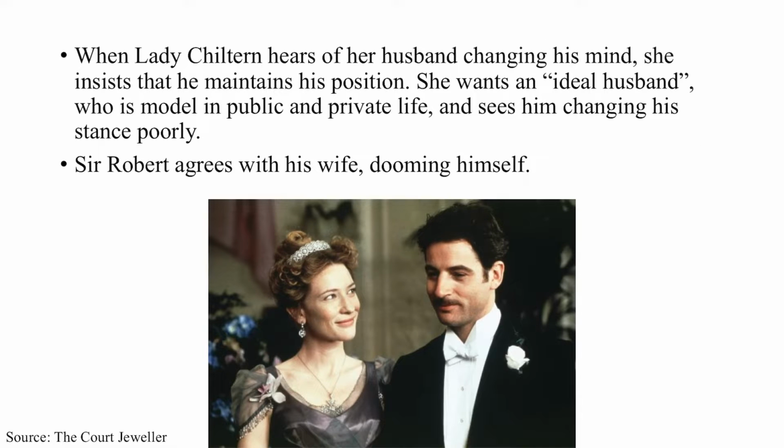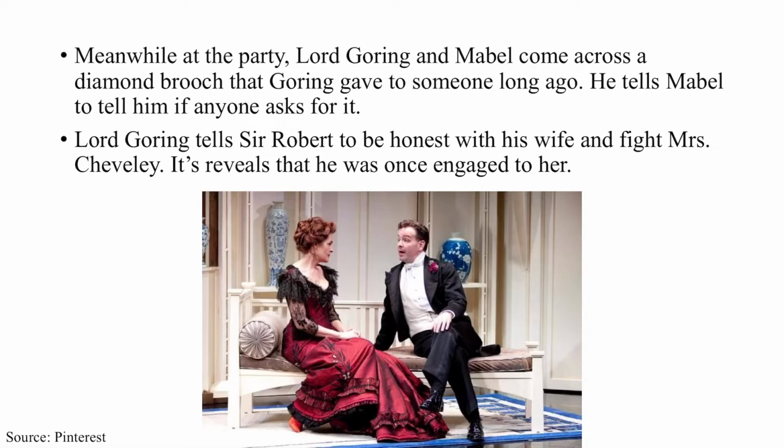When Lady Chiltern hears of her husband changing his mind, she insists that he maintains his position. She wants an ideal husband who is a model in public and private life and sees him changing his stance poorly. Sir Robert agrees with his wife, dooming himself. Meanwhile, at the party, Lord Goring and Mabel come across a diamond brooch that Goring gave to someone long ago. He tells Mabel to tell him if anyone asks for it.